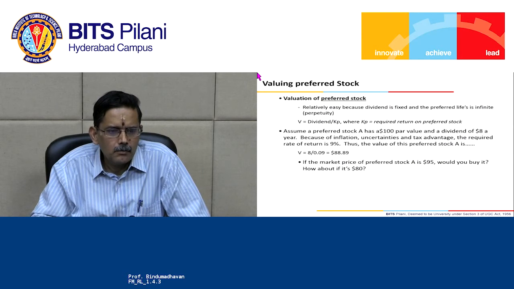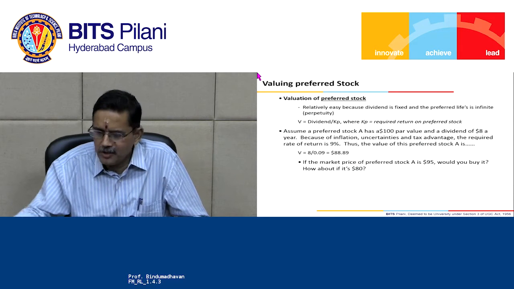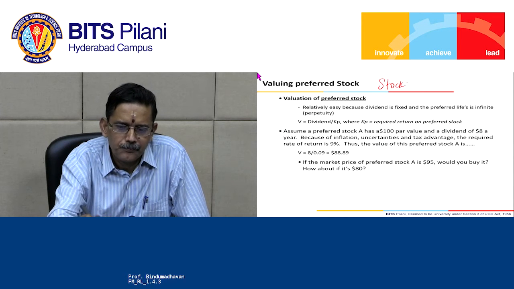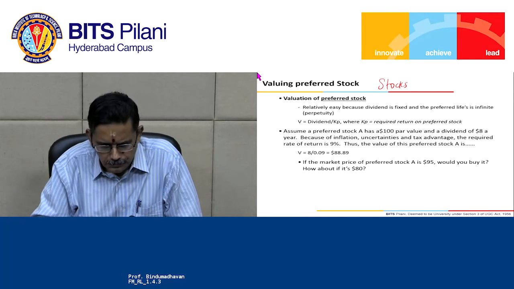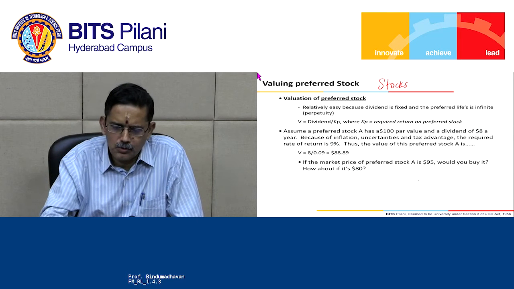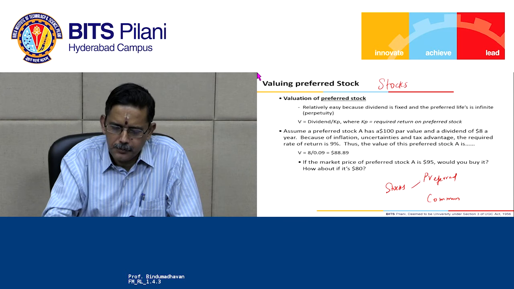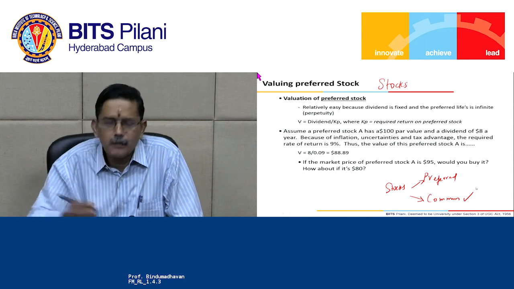Okay. Now we will shift gears and talk about stock valuation. So far we have talked about how to value bonds. Now we are going to talk about how to value stocks or shares, right? Now, when we talk about stocks, there are 2 types of stocks. We have what is known as the preferred stock, and then we have the common stock, right? So stocks are of 2 types. When we generally say stocks, we are referring to common stocks.